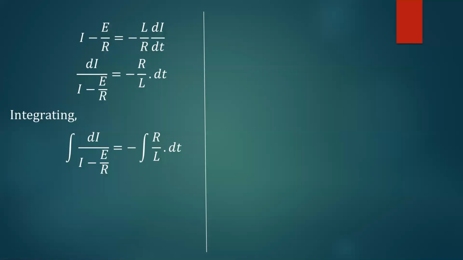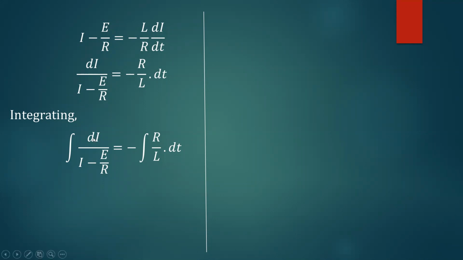Series RC circuit and series RL circuit are almost the same for you. First, apply Kirchhoff's voltage law, then solve the equation, separate the variables, then do the integration, and finally you will get the logarithmic equation. You convert that logarithmic equation into exponential equation, you will get the final answer. So these are the major steps.